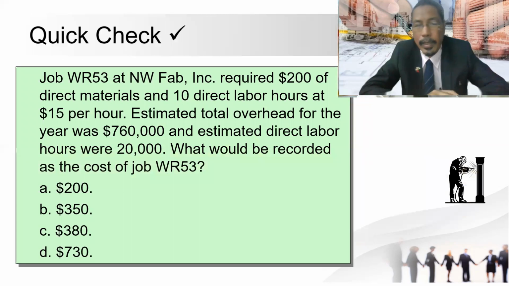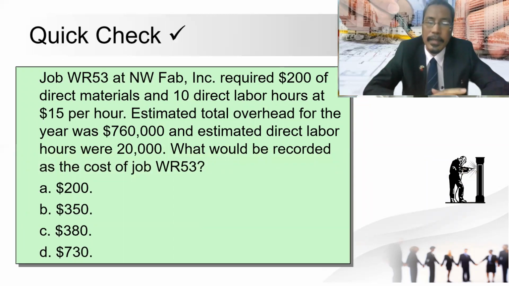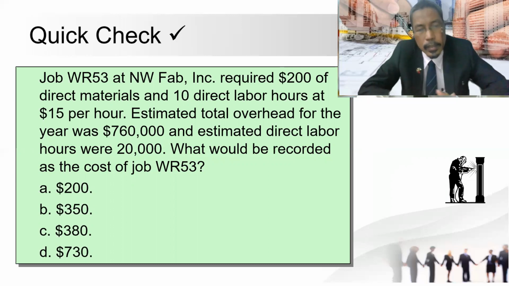Okay, let us check our knowledge so far by taking this question. Job WR53 at NW Publication Incorporated required $200 in direct materials, 10 direct labor hours at $15 per hour. Estimated total overhead for the year was 760,000 and estimated direct labor hours were 20,000. What would be recorded as the cost of job WR53?